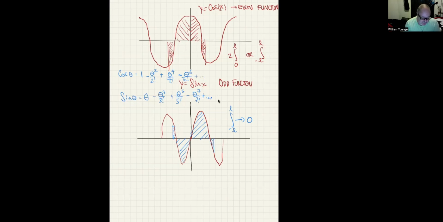So I hope that helps. I'm sorry these drawings didn't come out better. I was drawing with my elbow up against the book, so I'm making jagged edges, but have a good day.